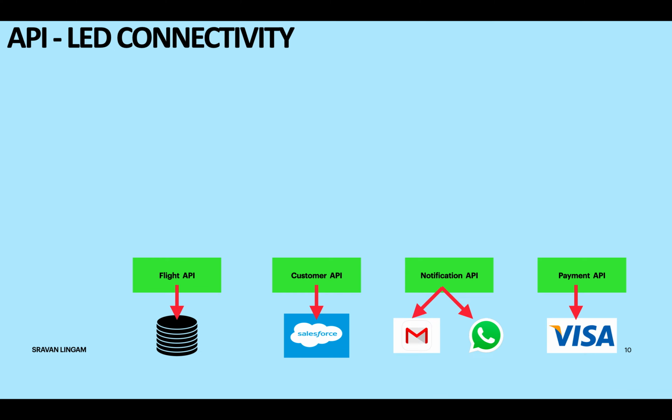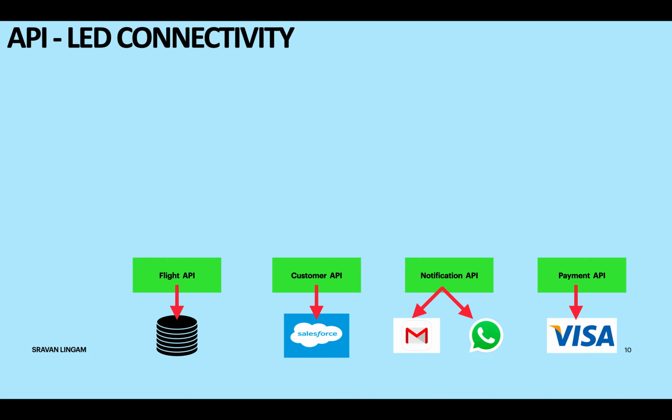So if there are different systems, we will create different APIs to connect to them. Very simple. To connect to them, we create an API. So the flight API is connecting to the Oracle database. The customer API is connecting to Salesforce. The notification API connects to either Gmail or WhatsApp, whatever it is. And the payment API connects to Visa.